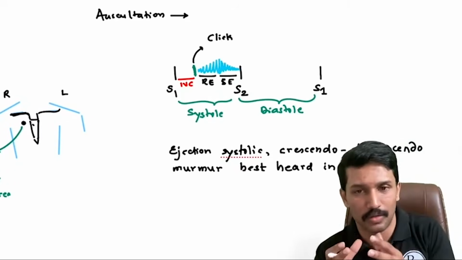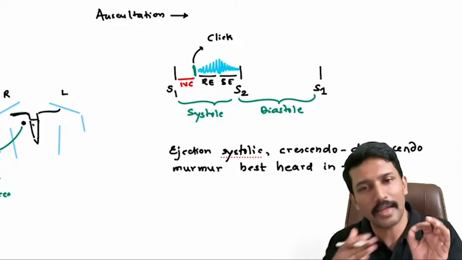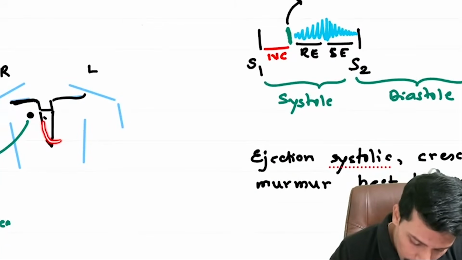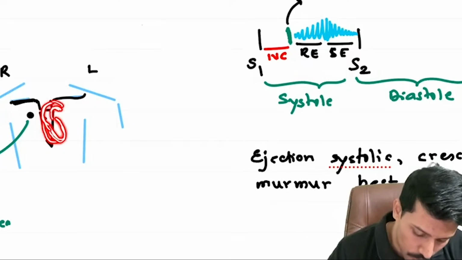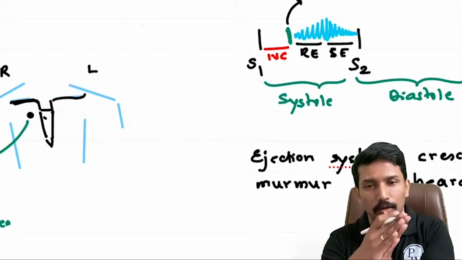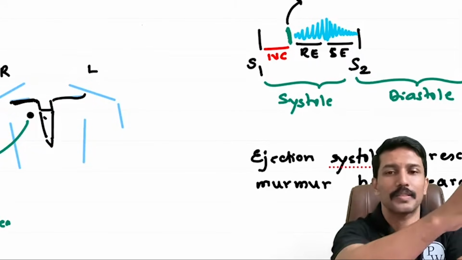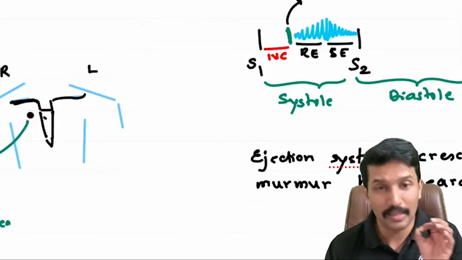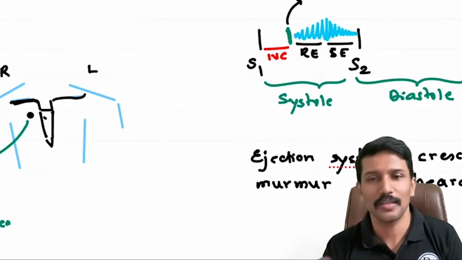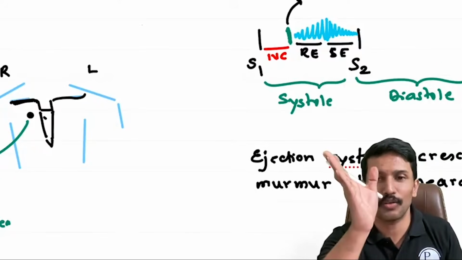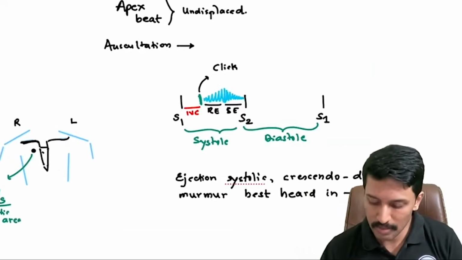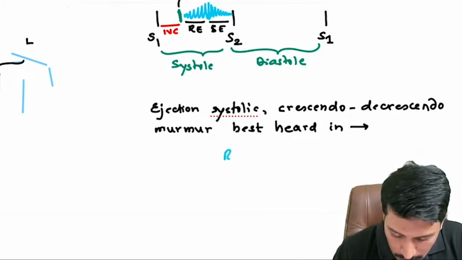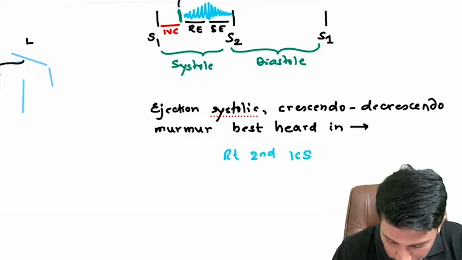Please remember, when I create the sound, because of the turbulence, the sound travels in the direction of the jet of blood. If this is where my heart is situated, this is my left ventricle, and this is the aorta coming out from it, and this is where the aortic valve is. The direction of the jet of blood is towards the right. So when I eject blood from the left ventricle to the aorta, the direction is towards the right, and the sound propagates more towards the right. That's why the right second intercostal space is the aortic area. The pulmonic area is on the left. The pulmonic valve is on the right side of the heart, but the direction of the jet of blood is towards the left, so the pulmonic area is in the left second intercostal space. So, best heard in the right second intercostal space.